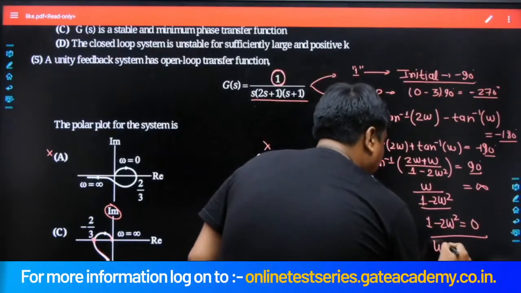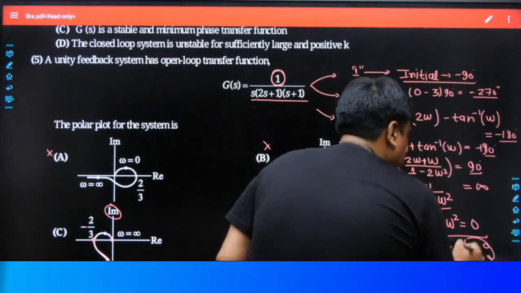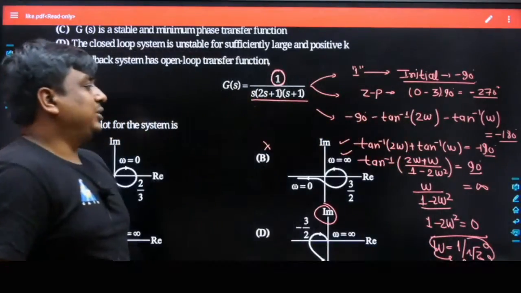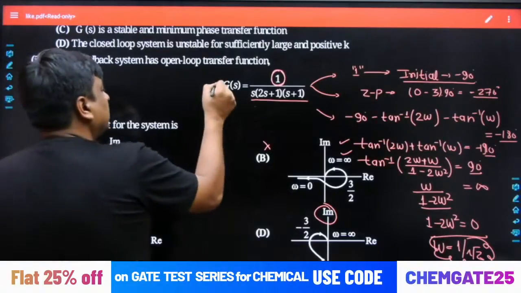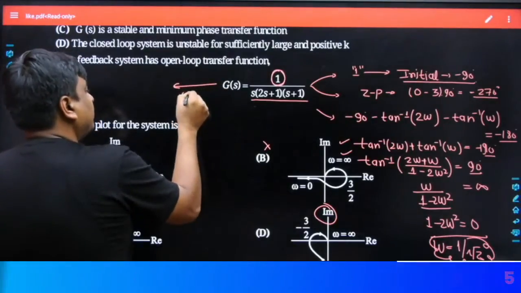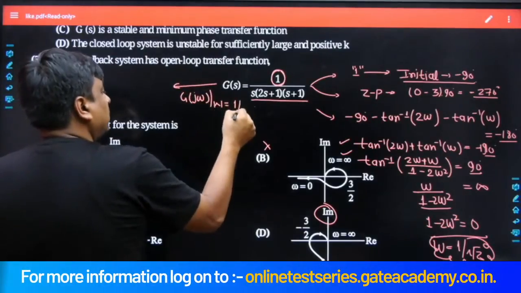So the value of omega at which the polar plot was crossing the negative real axis is 1 upon root 2. So we have to find the magnitude of G(j omega) at omega equals 1 upon root 2.